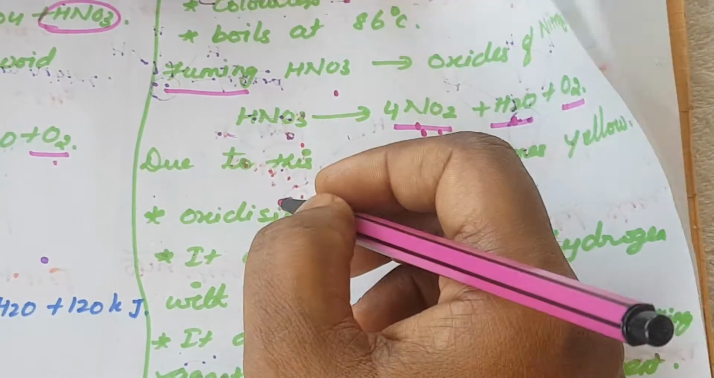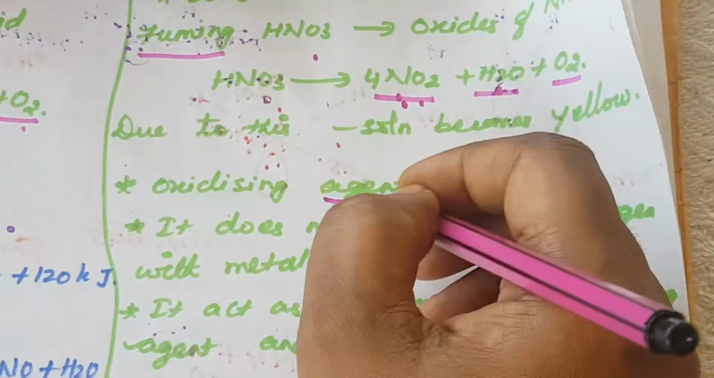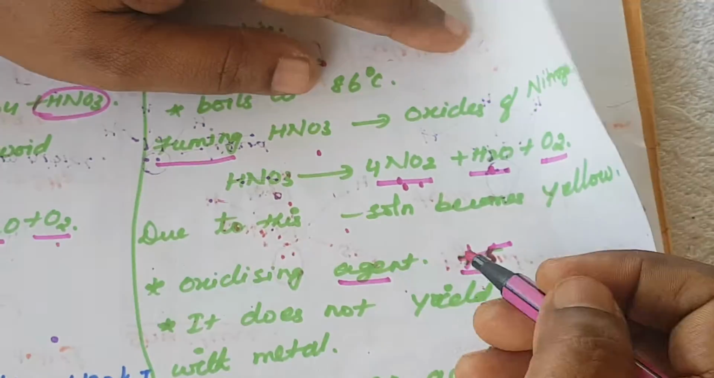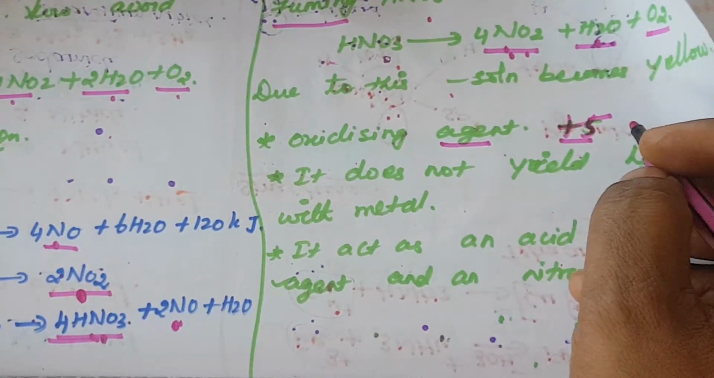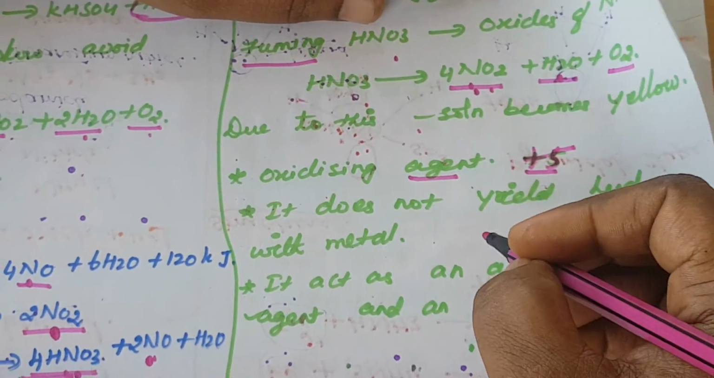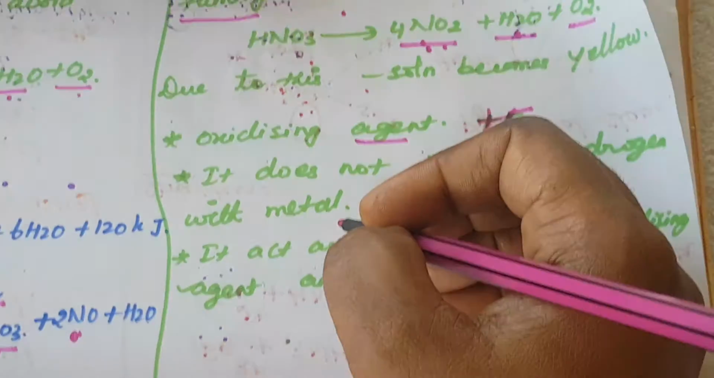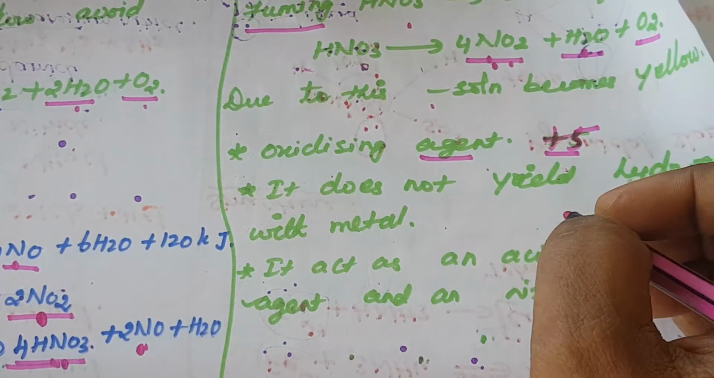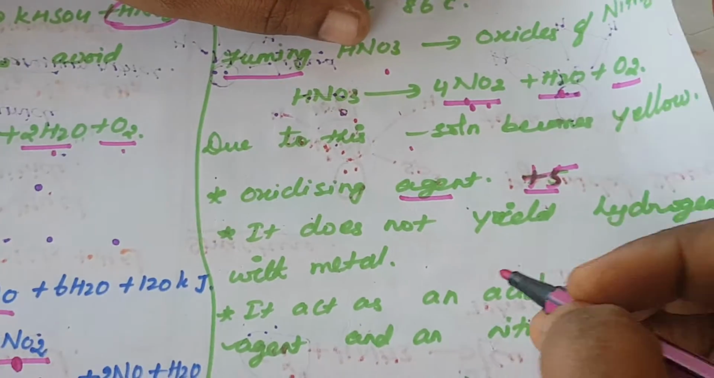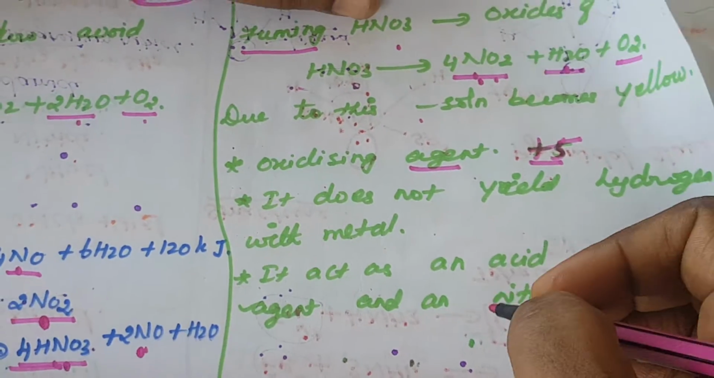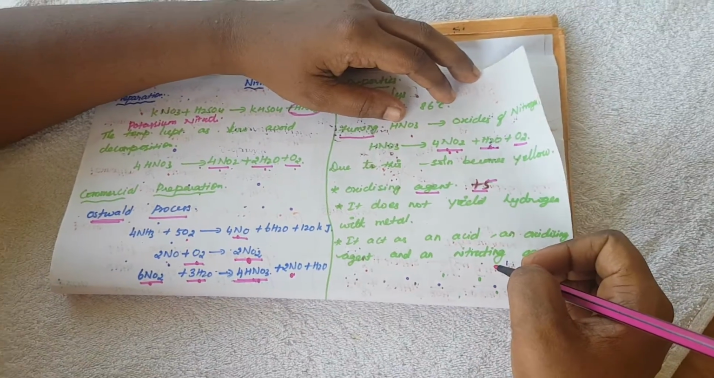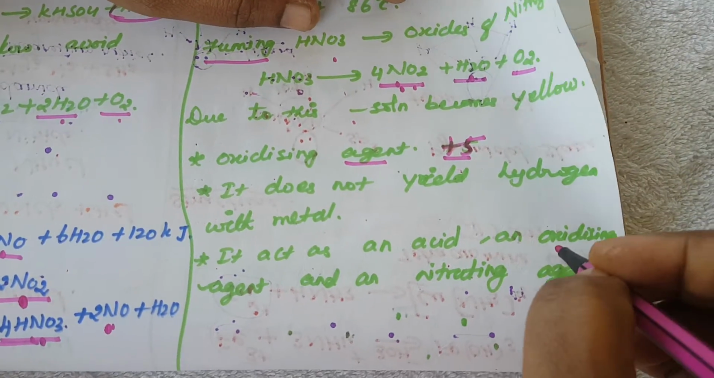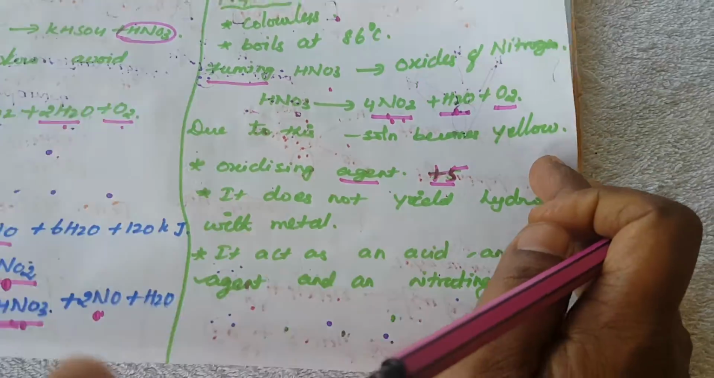Another property: it is a good oxidizing agent. The oxidation state is +5. Also, it does not yield hydrogen with metals, unlike other acids. But it acts as an acid, an oxidizing agent and a nitrating agent in organic chemistry.